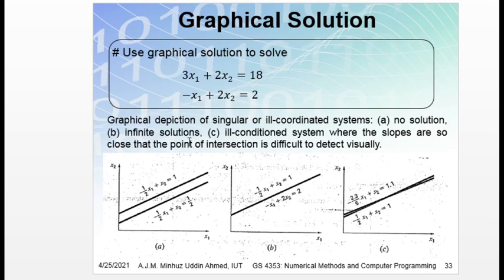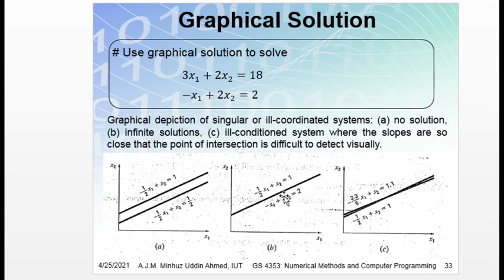This second thing is infinite solutions. The two straight lines are the same thing, as you can see from these two equations: minus half x1 plus x2 equals 1, and minus x1 plus 2 x2 equals 2.